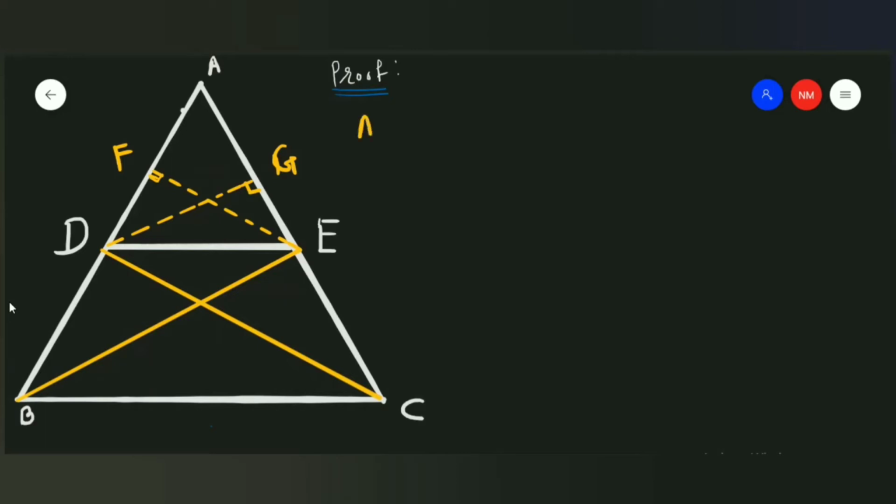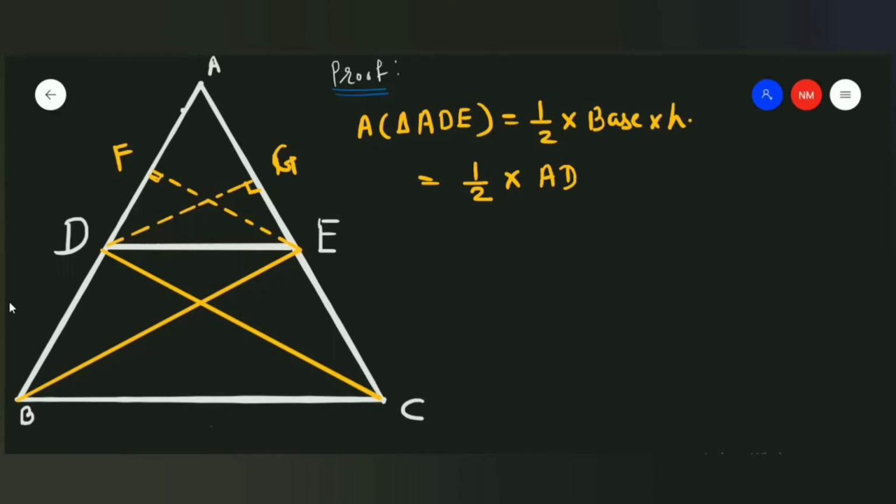So here I'm going to find the area of triangle ADE. As we know, the area of a triangle is half into base into height. So let's substitute their values. Half into, what is the base of ADE? The base of ADE is AD, and what is its height? Height is EF.